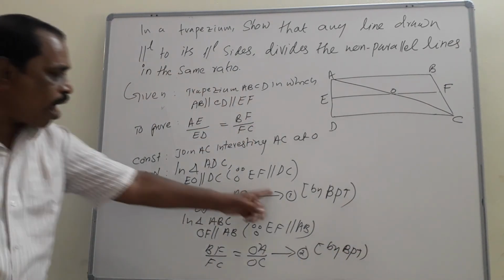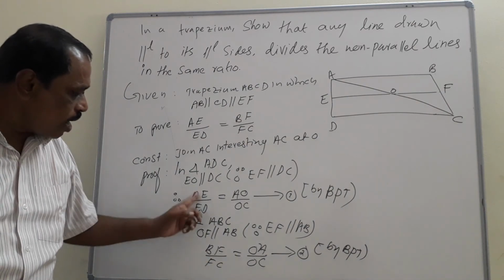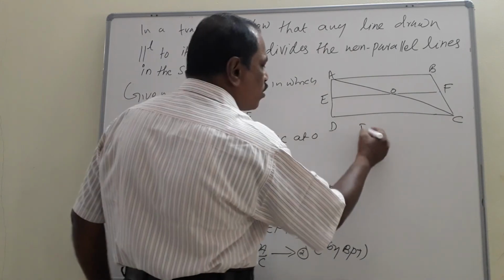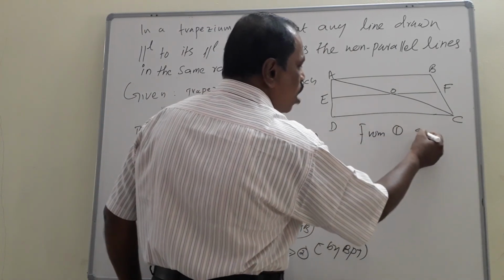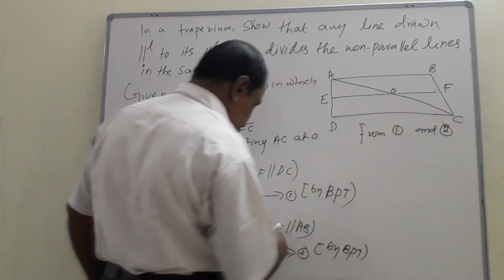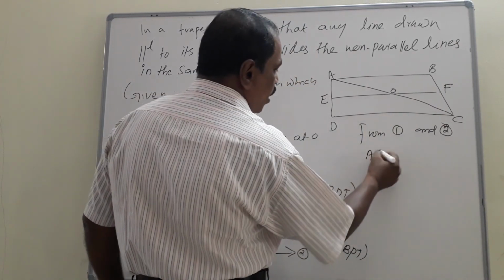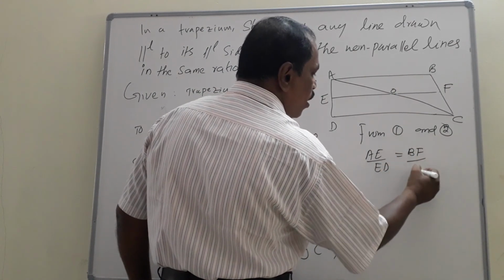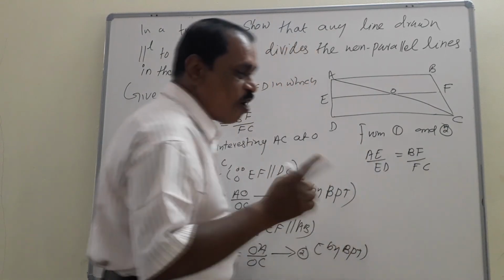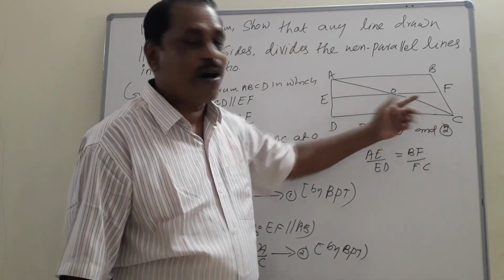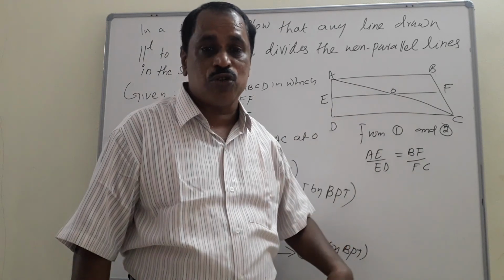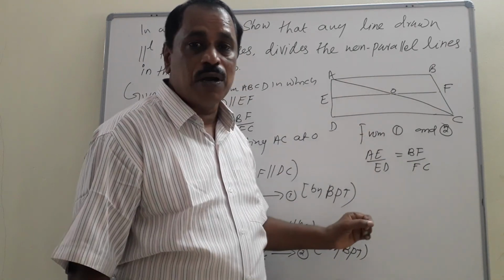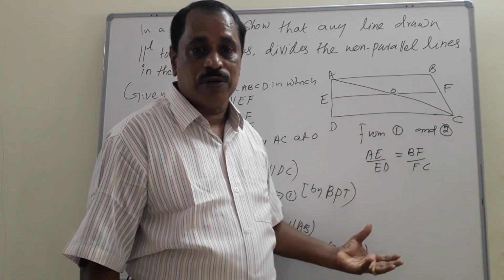Correct? And from 1 and 2, we are getting the answer because the LHS of the two equations are equal, then the RHS are equal. Then just write the answer. It's a 2 marks question. From 1 and 2, AE by ED is equal to BF by FC. That means the non-parallel sides of a trapezium are divided in the same ratio, proved by BPT. Very simple. I believe you understood. Clear?